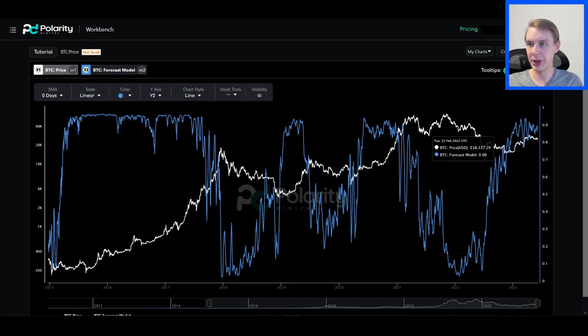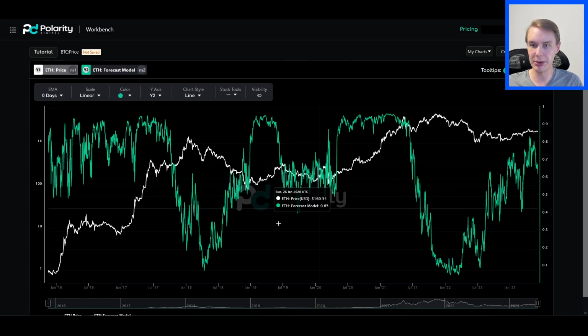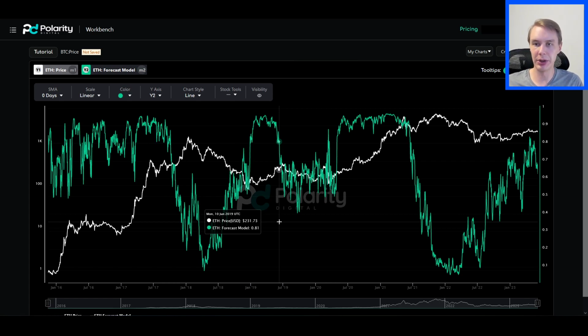Now, I also want to note that this is not just a model for Bitcoin. This can be applied to any asset. When we launch our subscription service, Pro subscribers will get access to this model for all the different assets that we support models for. I think it'll be around 37 assets at launch, and you'll be able to see the forecast model for each and every one.